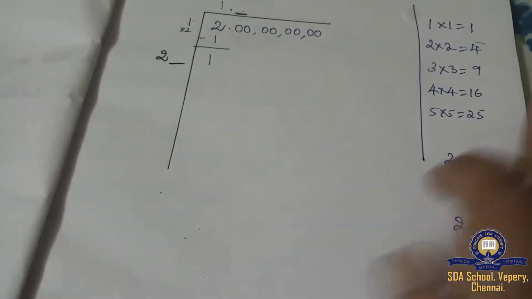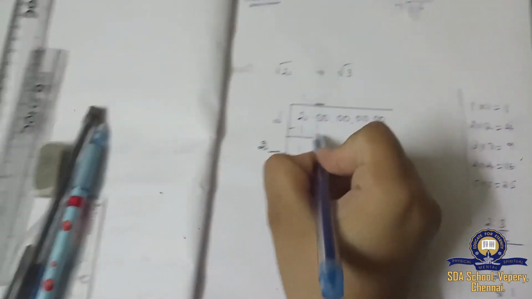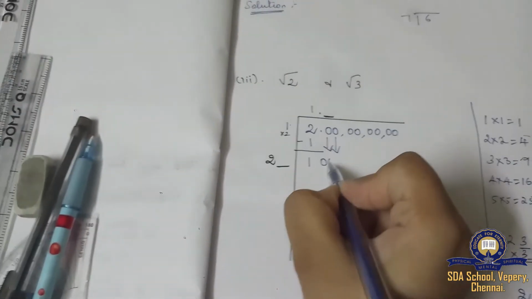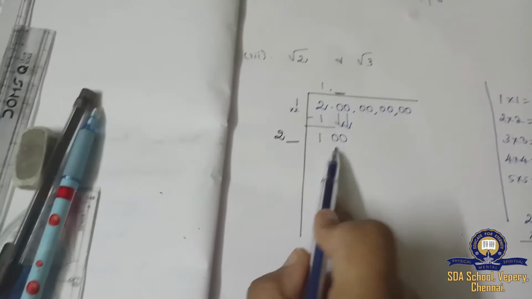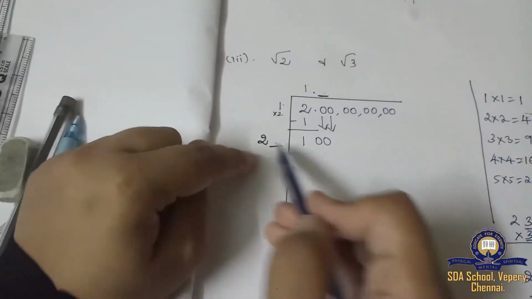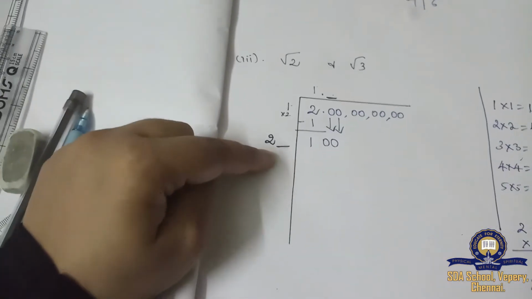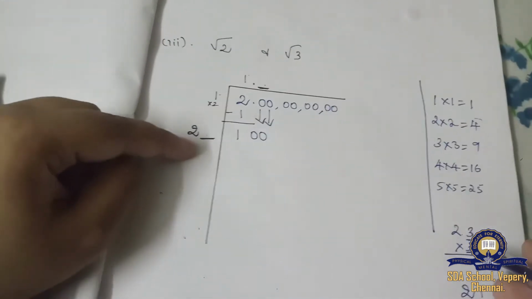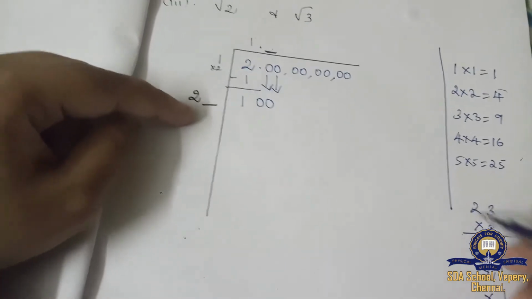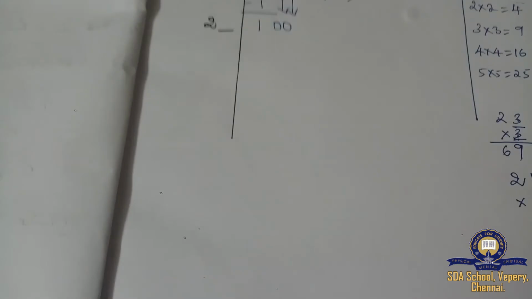Now, first of all, let me bring zeros down. I cannot bring 1 zero down, I have to bring 2 zeros down at the same time. So I have got 100 over here. So I have to do what? 23 into 3. If I do, what will I get? 3 3s are 9, 3 2s are 6, I get 69. 21 into 1 will give me 21 itself.